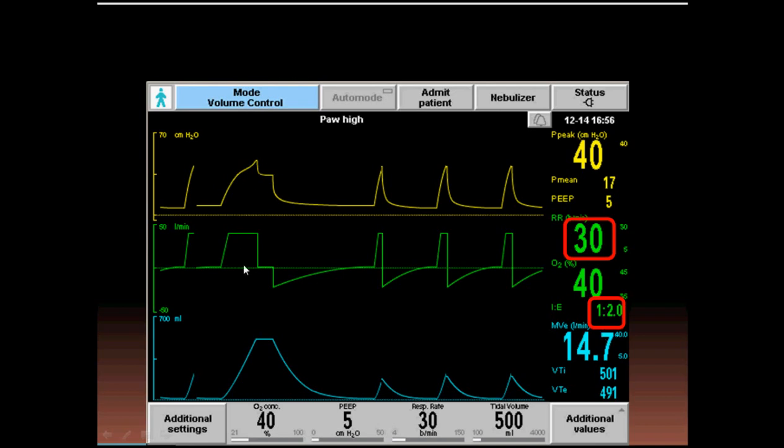But since it is IE ratio, there is a decrease in the inspiratory time, a decrease in the inspiratory pause, and accordingly also a decrease in the expiratory time, and this is associated with a concomitant increase in the flow in order to deliver the preset tidal volume.